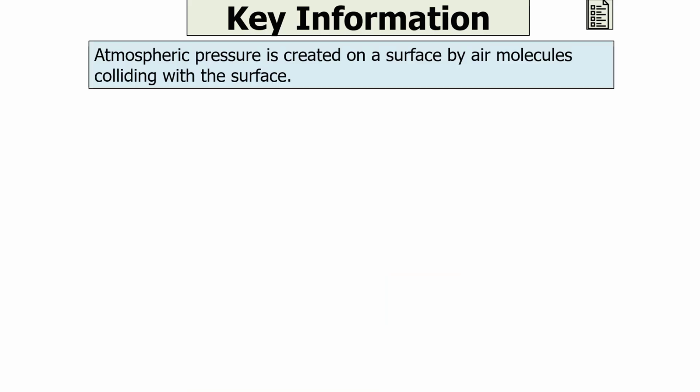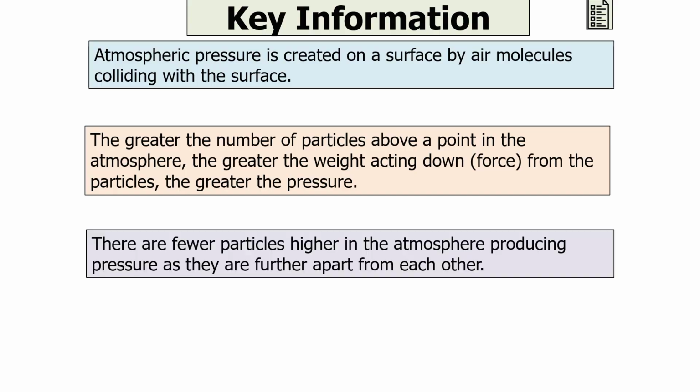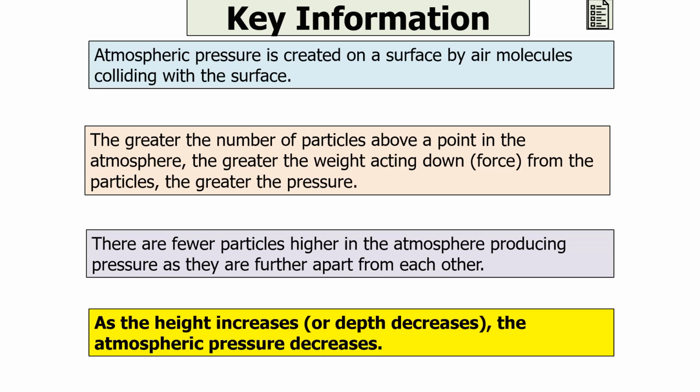So, atmospheric pressure is created on a surface by air molecules colliding with the surface. The greater the number of particles above a point in the atmosphere, the greater the weight acting down from the particles, the greater the pressure. And there are fewer particles higher up in the atmosphere producing pressure as they're further apart from each other. So as height increases or depth decreases, the atmospheric pressure decreases.